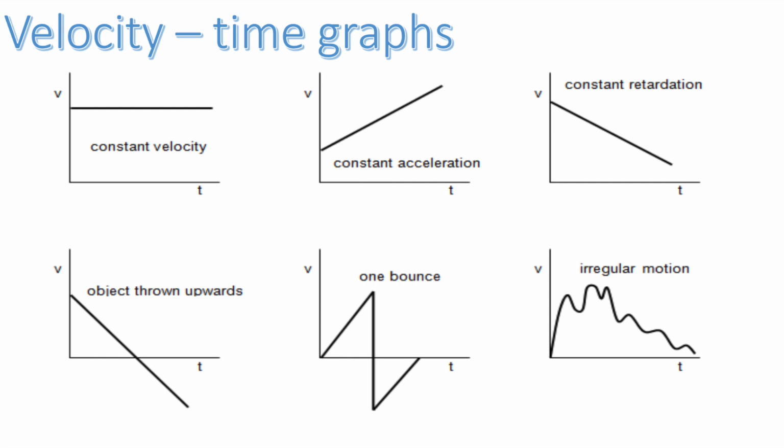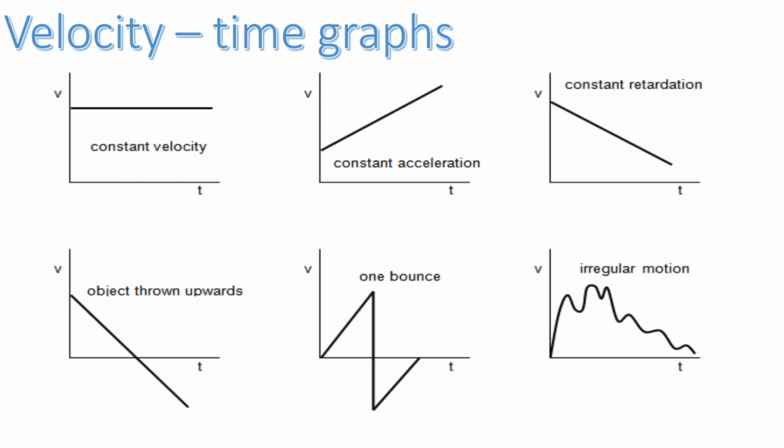Now the third graph. When we start observing, the object possesses some velocity, but the velocity is gradually decreasing. So there is a decrease in velocity. So we call it constant deceleration or constant retardation.